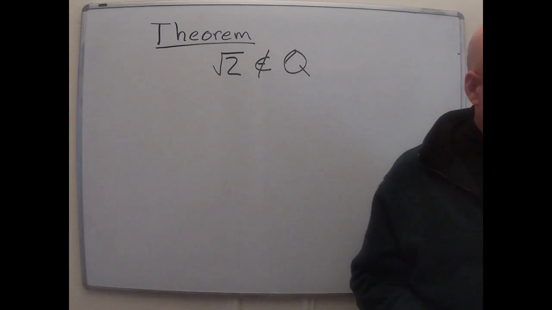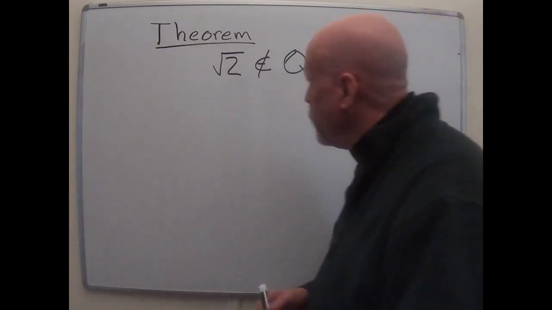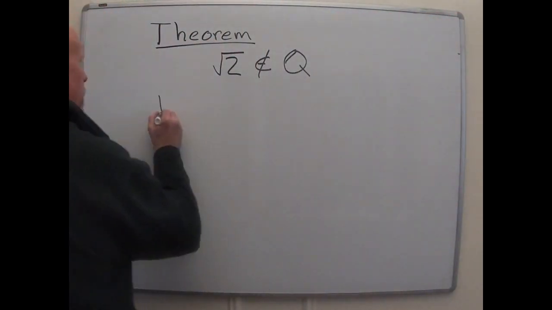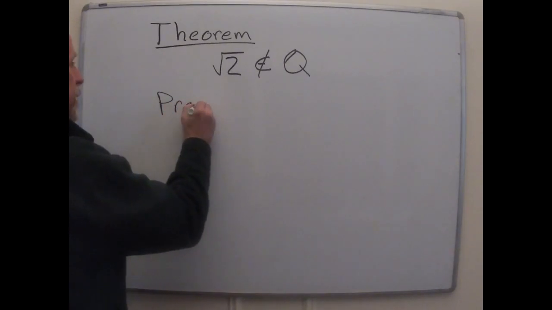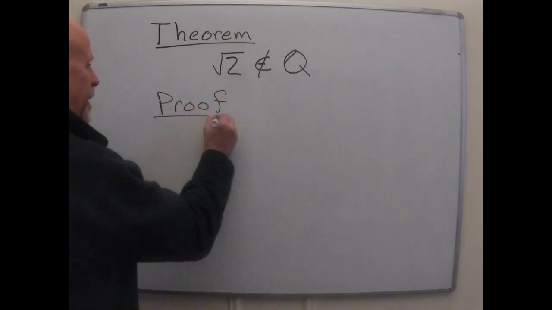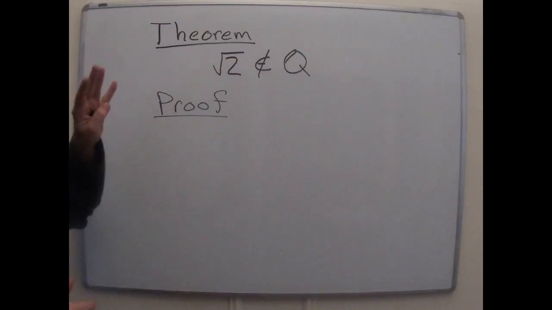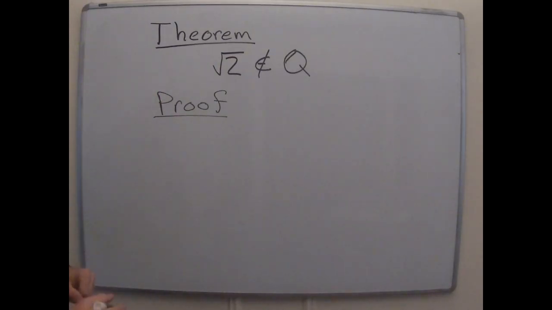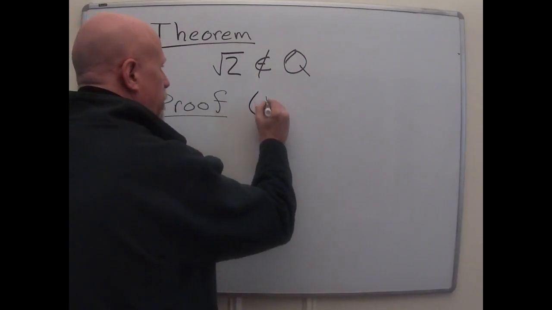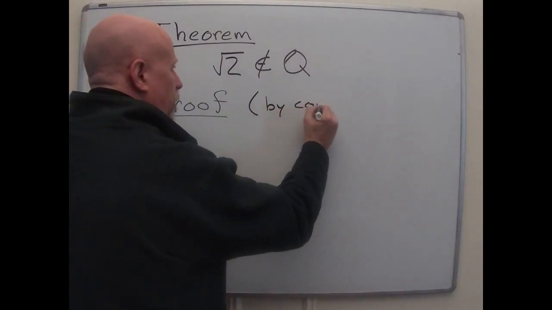All right, so let's get on with it. Let's prove this thing. The proof is going to be by contradiction. And here's a piece of advice that I like. If you start a proof that's not just a direct proof, let them know up front what you're doing. So, proof by contradiction. Write it in parentheses.